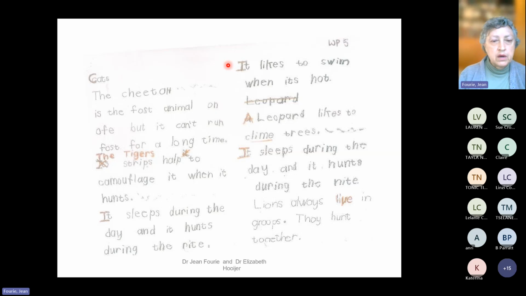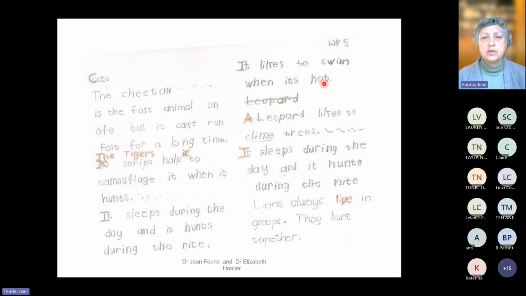So we're still talking about tigers, I think. And the next sentence again started with a lowercase. It likes to swim when it's hot. The child capitalized that and put a full stop at the end.